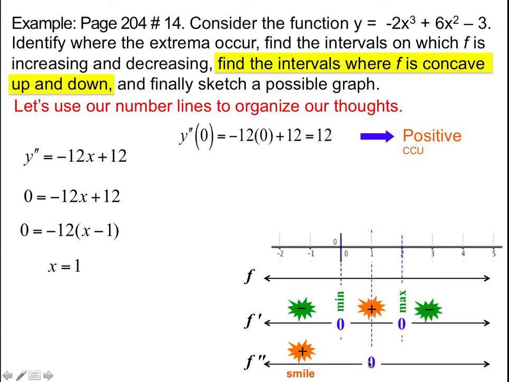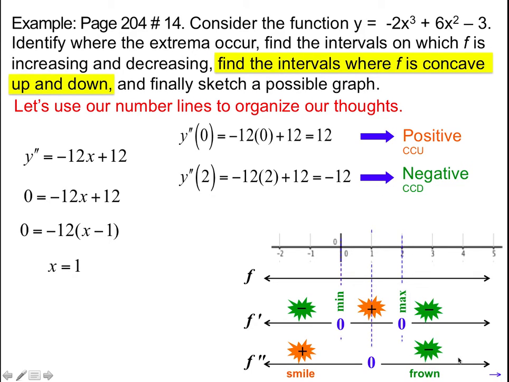And then on the other side of my point of inflection, I probably test point x equals 2 here. So negative 12 times 2 is negative 24, plus 12 is negative 12. So that's a negative value. That means I'm concave down here in this region. I have a frown. Okay, so I've got everything annotated here.